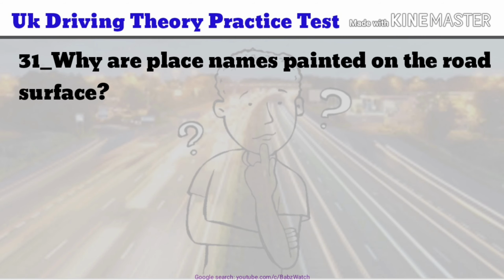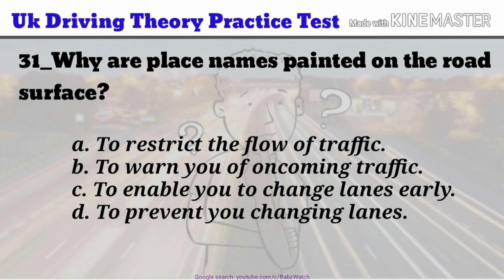UK driving theory practice test question 31 of 50. Why are place names painted on the road surface? A. To restrict the flow of traffic. B. To warn you of oncoming traffic. C. To enable you to change lanes early. D. To prevent you changing lanes.